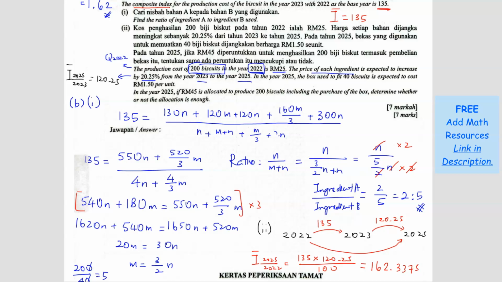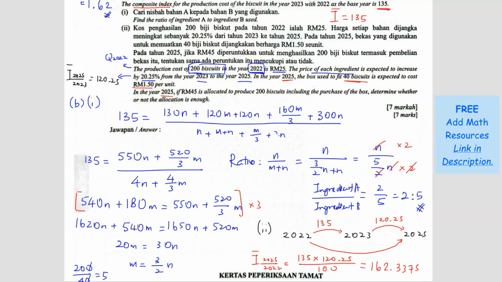Okay, and then they say that in year 2025, the box to fit 40 biscuits is 1 ringgit 50 cents. Okay, this is 40 biscuits. We are looking for 200 biscuits. We are not looking for 40 biscuits. So if you want to find 200 biscuits, you must get 5 of these boxes, because it's only 40 biscuits, not enough to fit 200. So that means the 1.50, you must times 5, to find 5 boxes.